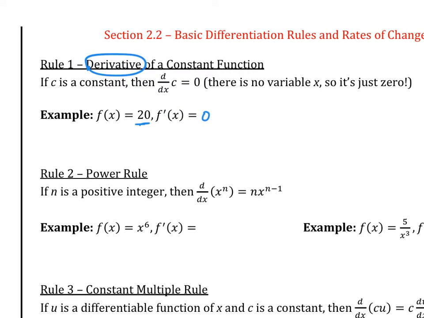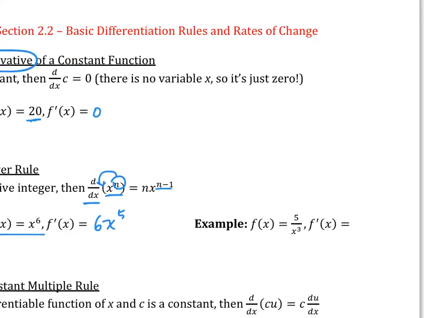All right, second rule, power rule. The power rule says if n is a positive integer, then d/dx of x to the n is n times x to the n minus 1. Remember, d/dx means derivative of a variable to a power, and that power is a positive integer. Then you take that power, put it in front of the variable, and subtract 1 from the power. For example, if the function were x to the 6th, then the derivative would be 6x to the 5th. So take the power, put it in front as a coefficient, and then subtract 1 from the original power.